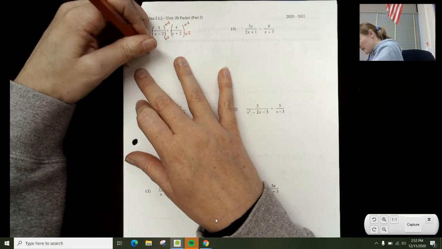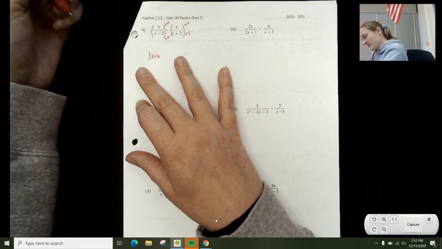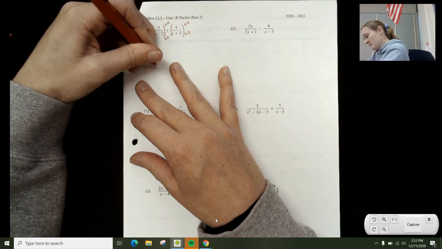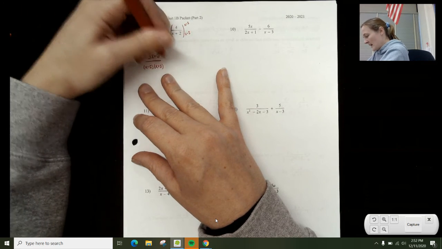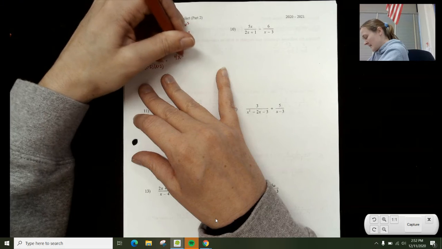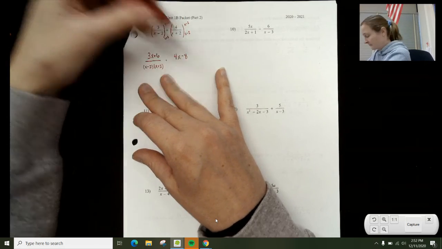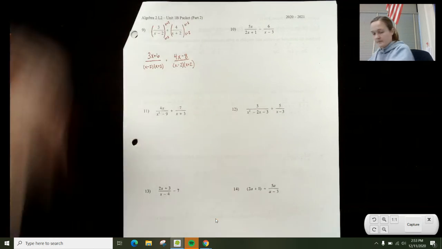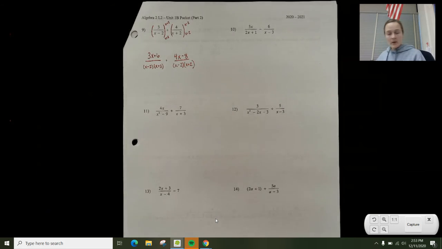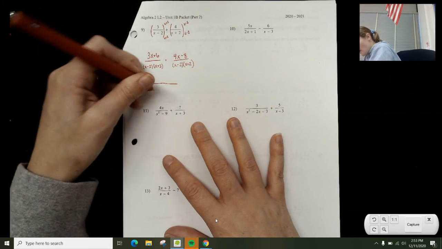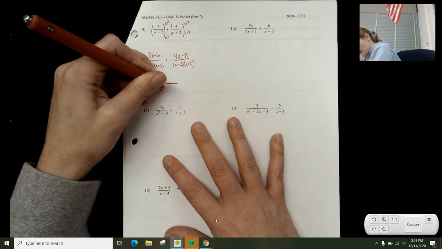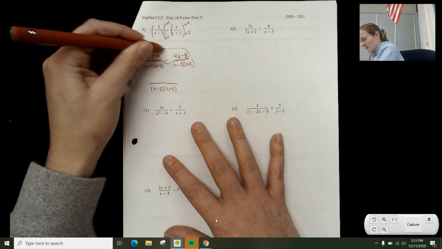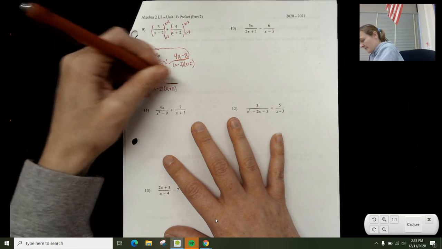So in this one, I get 3x plus 6 over x minus 2, x plus 2. In this one, I get 4x minus 8, because I'm distributing that 4, over x minus 2, x plus 2. So now when I add, my denominator is x minus 2, x plus 2, because now I have a common denominator. And when I add, I combine like terms. So I have 7x minus 2.